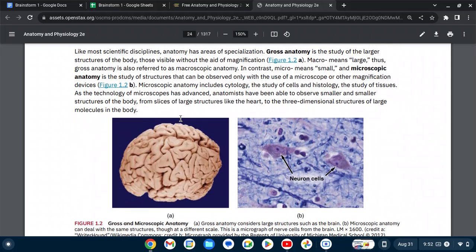Like most scientific disciplines, anatomy has areas of specialization. Gross anatomy is the study of larger structures of the body, those visible without the aid of magnification. Macro means large, thus, gross anatomy is also referred to as macroscopic anatomy. In contrast, micro means small, and microscopic anatomy is the study of structures that can be observed only with the use of a microscope or other magnification device. Microscopic anatomy includes cytology, the study of cells, and histology, the study of tissues. As the technology of microscopes has advanced, anatomists have been able to observe smaller and smaller structures of the body, from slices of large structures like the heart to the three-dimensional structures of large molecules in the body.